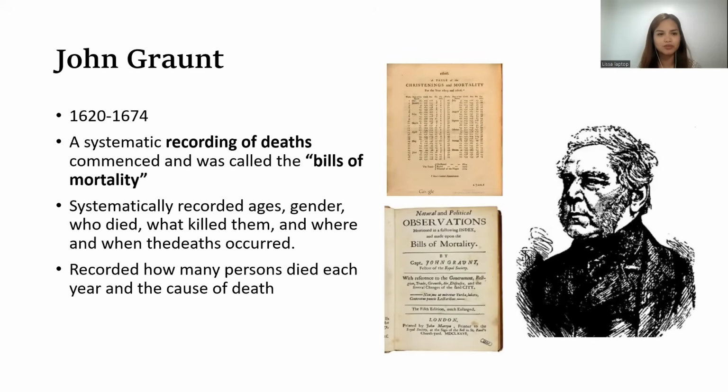Going back in time to 1620 to 1674 was John Grant, who made a systematic recording of deaths, which was called the Bills of Mortality. He systematically recorded ages, gender, who died, what killed them, and where and when the deaths occurred. He also recorded how many persons died each year and the cause of death. This was the first major contribution to record keeping on a population and was the beginning of the vital statistics aspect of epidemiology.